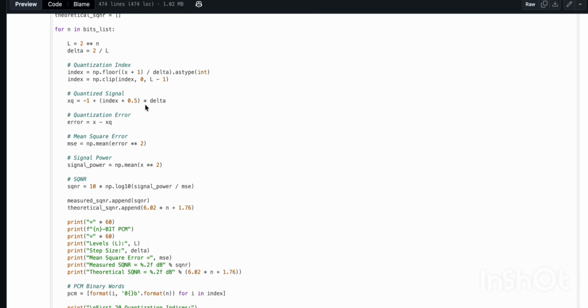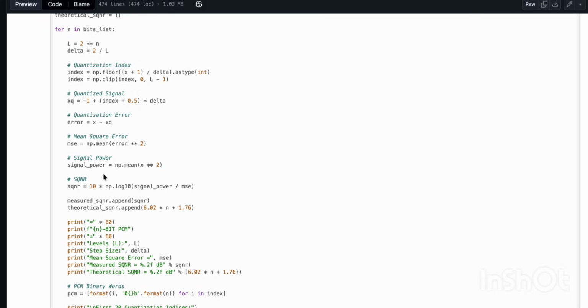This line converts the quantization index back into an amplitude value by taking the midpoint of each quantization interval. The resulting signal is the quantized signal. The difference between the original signal and the quantized signal is called the quantization error. The mean square error measures the average power of the quantization error. A smaller MSE indicates better signal quality.